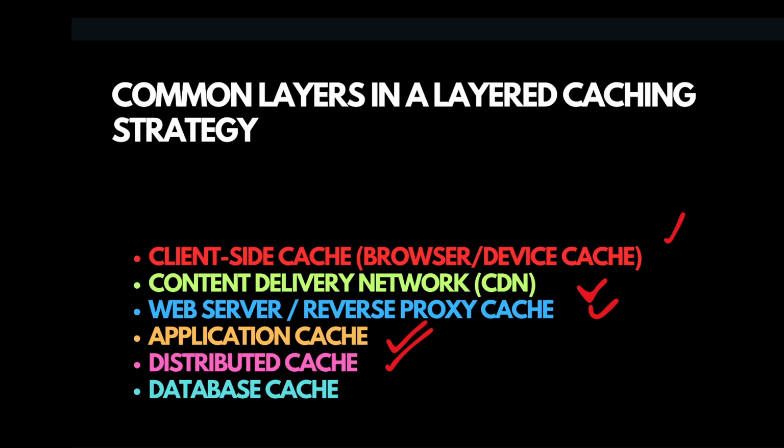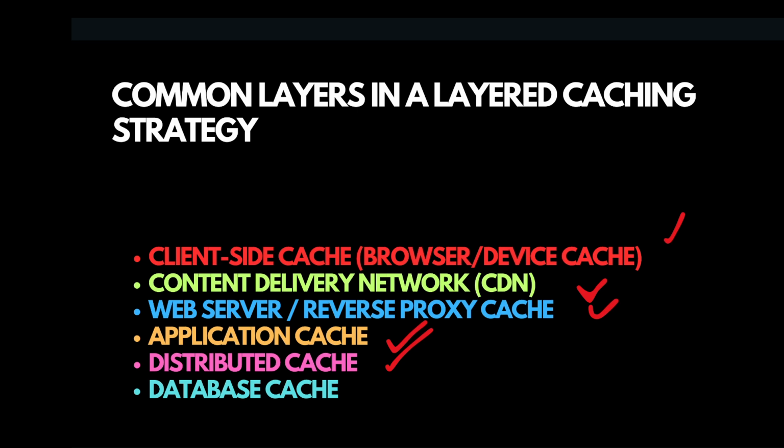Number 5, we have distributed cache. It caches session data, user profiles, shared configuration, and aggregated data. Where it lives: a separate cluster of dedicated cache servers accessible by all application instances. The pros of it: it's shared across all application instances, highly scalable, and fault tolerant. The cons of it: network latency is involved, and it needs careful management for consistency.